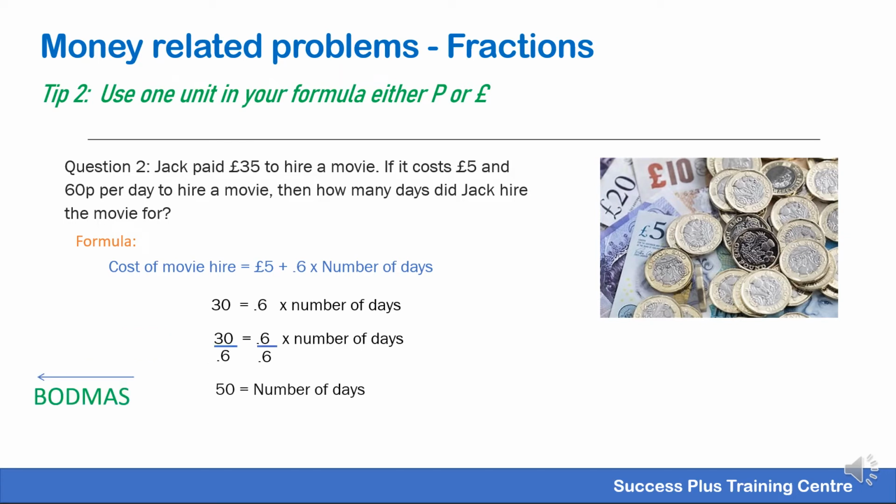The next thing we need to do is get rid of 0.6. 0.6 is timed by the number of days, and the inverse of times is division. So we divide both sides by 0.6. 30 divided by 0.6 equals 50. 0.6 divided by 0.6 equals 1. This means the number of days equals 50.